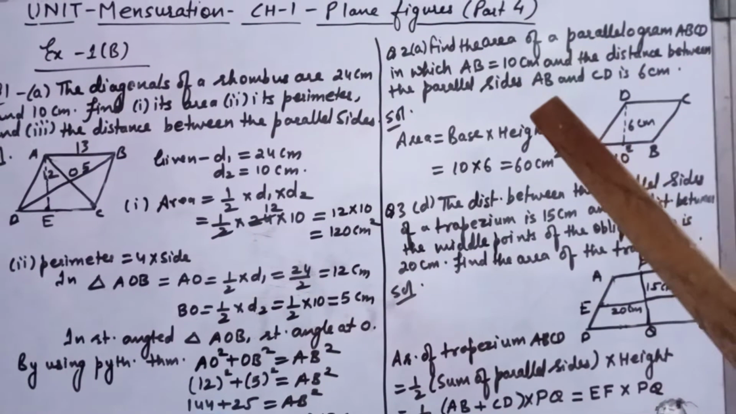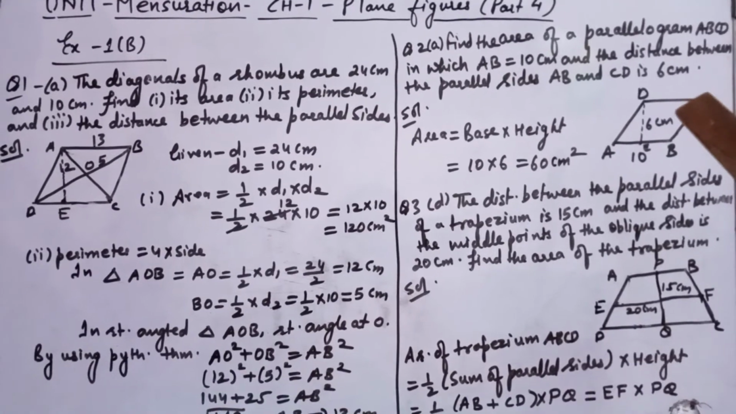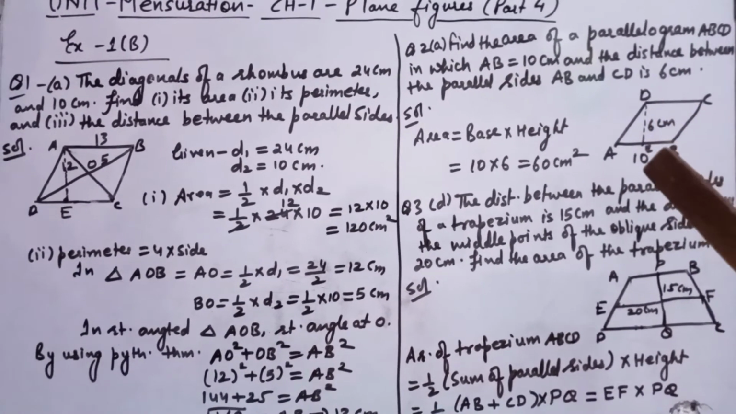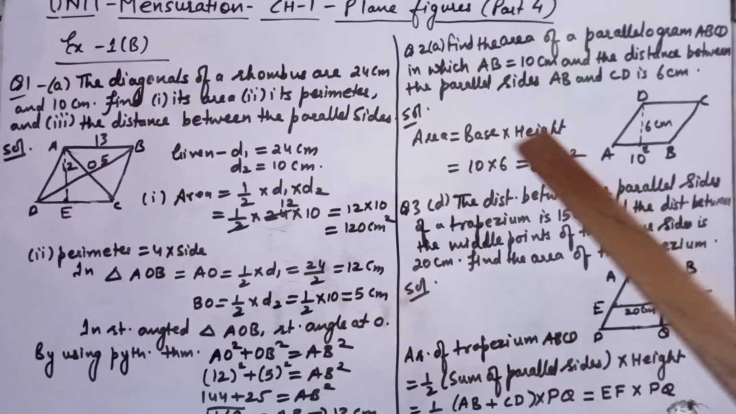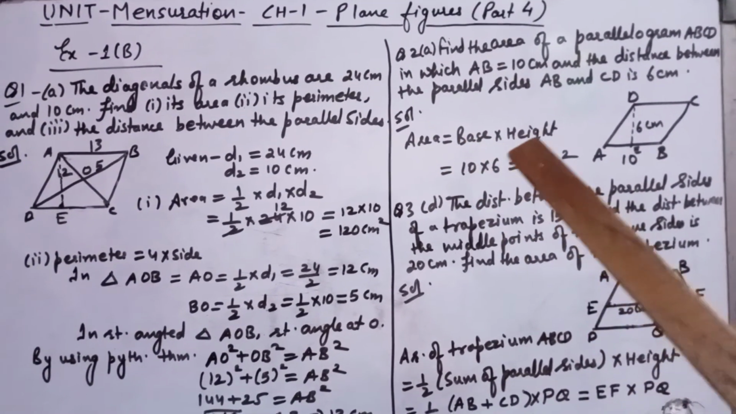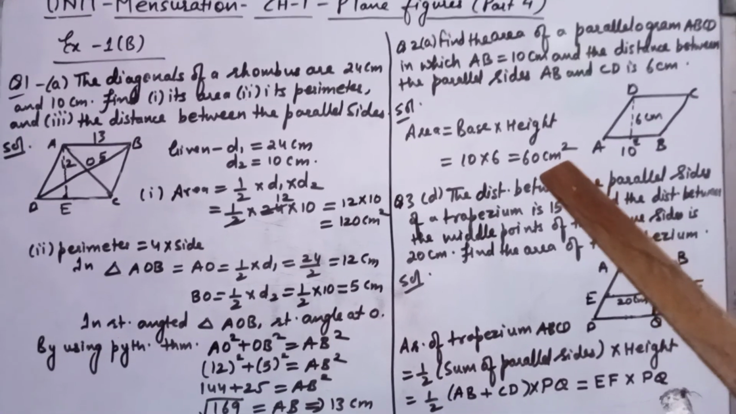and the distance between the parallel sides AB and CD is 6 centimeter. This is parallelogram. Distance between the parallel sides is 6 centimeter and AB is given 10 centimeter. We know that the area of parallelogram is base into height. So 10 into 6 is 60 centimeter square.